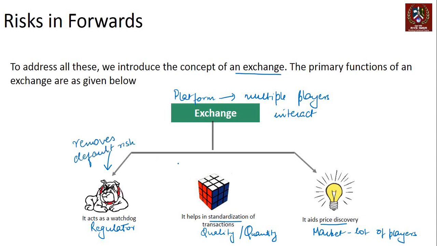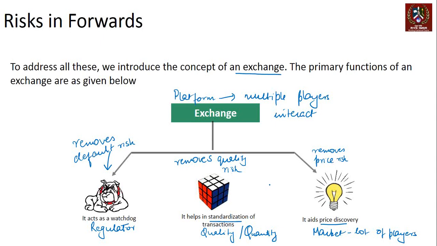risk. This one removes the second risk, which is the quality risk, right? So you remove quality risk here, and the third one removes the price risk. Because it's a market, there are thousands and thousands of players who are dealing with each other. There is a better discovery of the price.